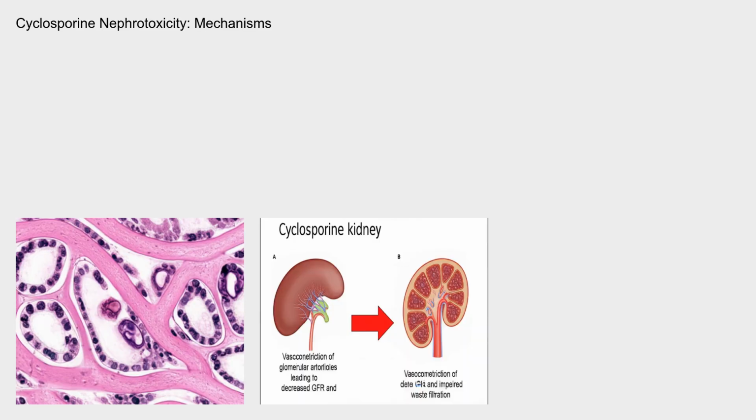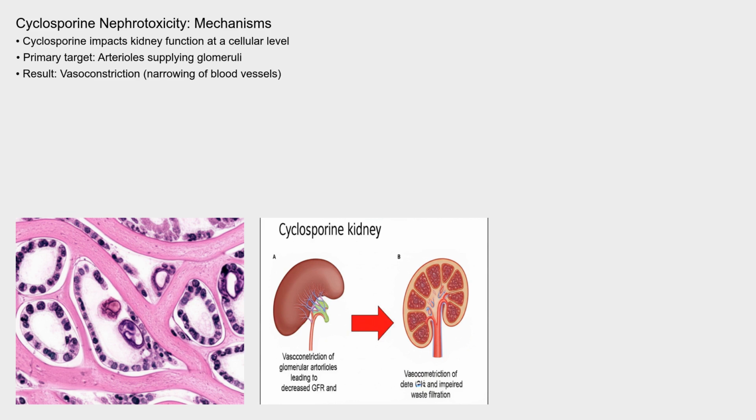To understand cyclosporine nephrotoxicity, it's important to know how cyclosporine affects the kidneys. At a cellular level, cyclosporine primarily impacts the arterioles that supply blood to the glomeruli, the kidney's filtering units. It does this by causing vasoconstriction, or narrowing, of these blood vessels. This constriction reduces blood flow to the kidneys, leading to decreased glomerular filtration rate, or GFR.